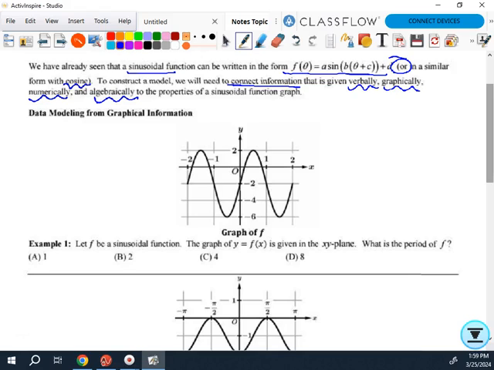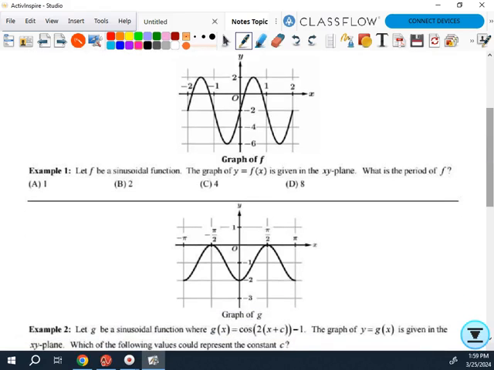The first thing we're going to look at is graphically. Here's a graph, and this says, let f be a sinusoidal function. It's good that it tells us that. I mean, it looks like it, but it needs to tell us that so that we know for sure. The graph is on the xy plane. All that means is it's graphed like you expect it to be graphed, and I want the period of f. Even though it doesn't ask me for the midline, I'm going to draw in that midline.